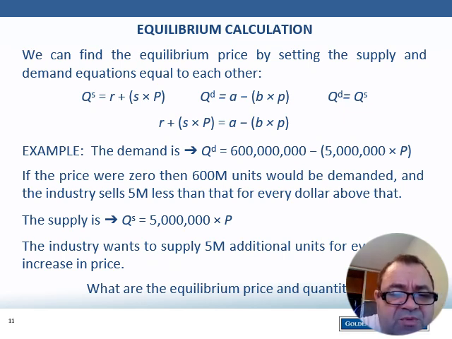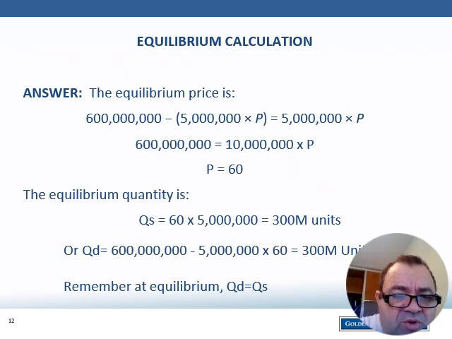Let's do it as an example. Quantity demanded is 600 million minus 5 million times price. Quantity supplied is 5 million times price. And our job is to find the equilibrium price and equilibrium quantity. What we are going to do is say the demand is going to be equal to the supply, and we are going to solve this equation. As a result, price is going to be 60.